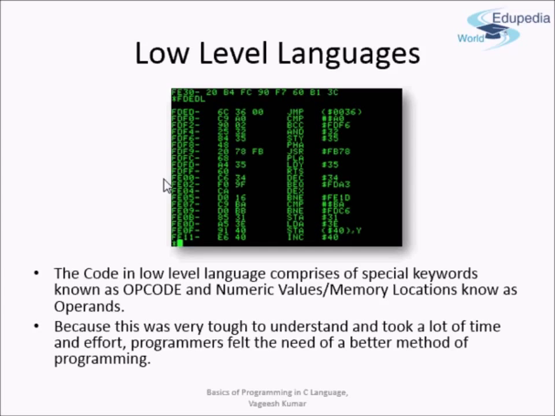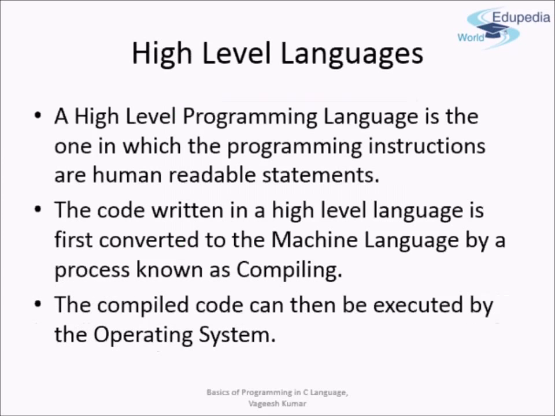If the code did not run the first time, then you had to debug it, and debugging was also a very tough task. All this led programmers to think that they needed to make their programming time very fast. So for that, high-level languages evolved. A high-level computer programming language is one in which the programming instructions are just like human-readable statements, generally written in English-like words.